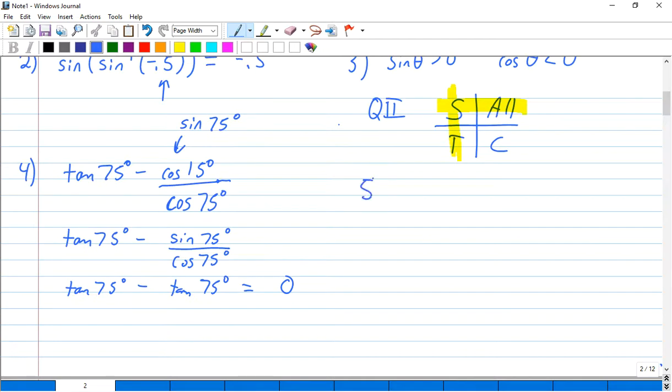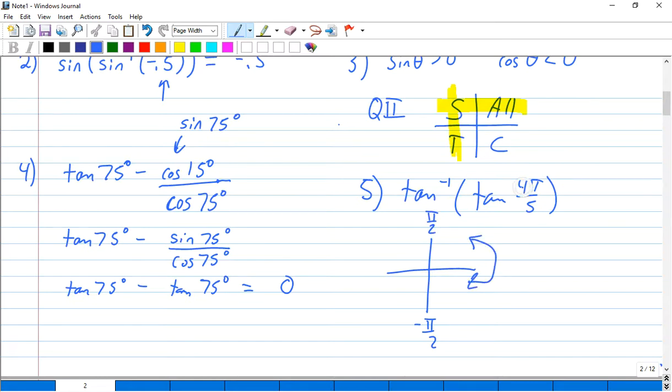Number 5. The inverse tangent of the tangent of 4 pi over 5. All right, so the rule is that inverse tangent, since the inverse is on the outside, where is inverse tangent defined? It's defined from negative pi over 2 to pi over 2.